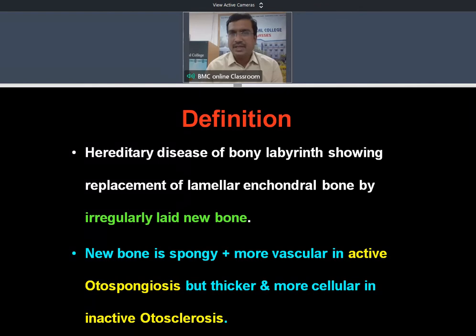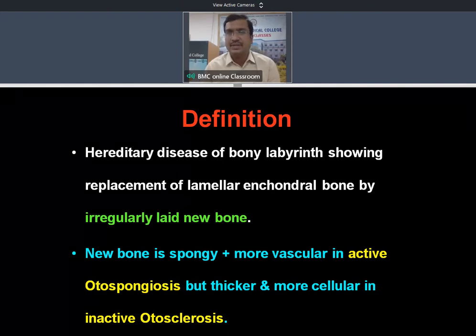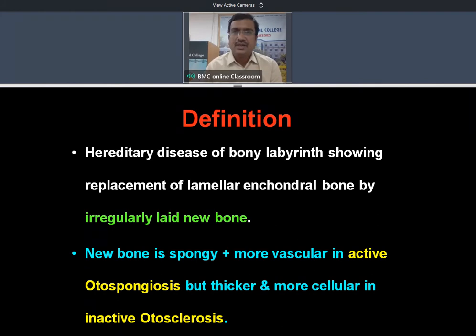In between the membranous labyrinth and bony labyrinth, there is perilymph. So here the disease, otosclerosis, is a disease of the bony labyrinth. If you see in embryonic life, in the bony labyrinth there will be 3 layers: the endosteal layer, the enchondral layer, and the periosteal layer.